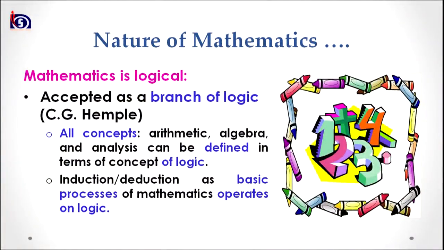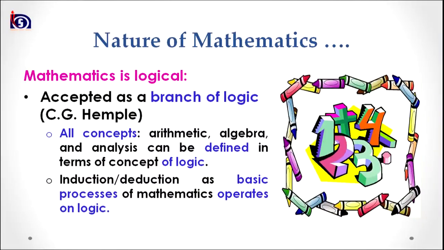These four things are the basic qualifying parameters which explain the nature of mathematics. Coming to the first parameter, mathematics is a logical science. Mathematics is accepted as a branch of logic by C.G. Hempel, which exemplifies that all concepts, whether of arithmetic or algebra or analysis, can be defined in terms of the concepts of logic. Otherwise, it also means that logic is an invariable part of mathematics and the learning of mathematics.